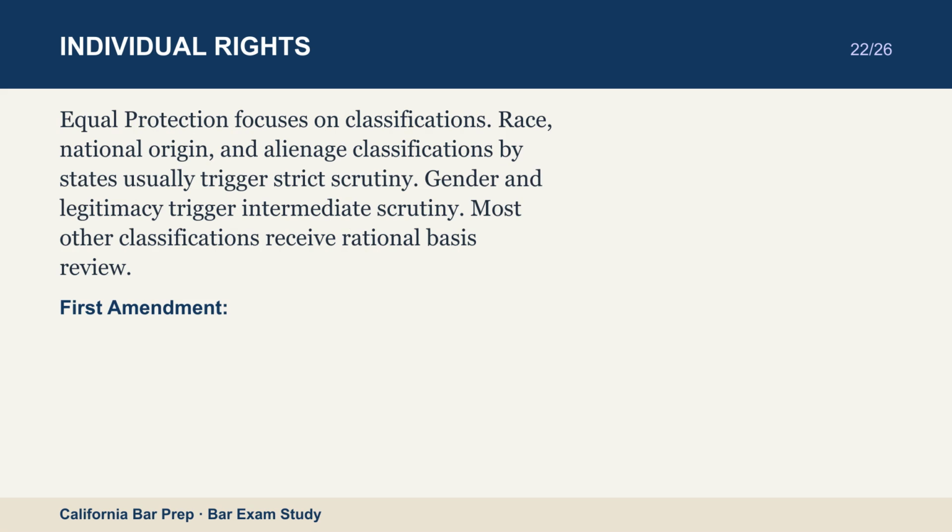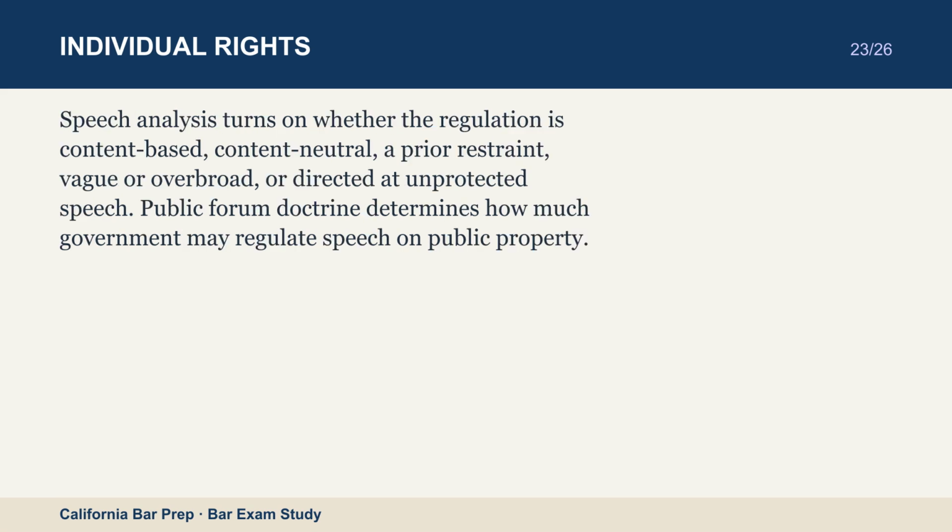First Amendment. Speech analysis turns on whether the regulation is content-based, content-neutral, a prior restraint, vague or overbroad, or directed at unprotected speech. Public forum doctrine determines how much government may regulate speech on public property. Do not apply individual rights doctrine to purely private conduct unless state action exists. Always choose the correct scrutiny level before balancing facts.